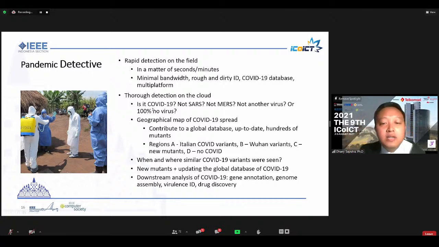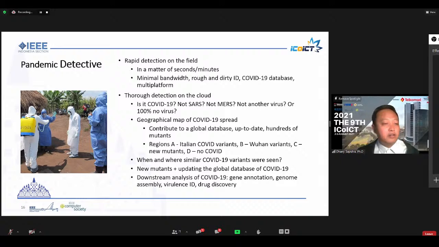integrated system. So we also know when and where similar COVID-19 variants were seen before. If we have a new variant, we know where the source is, like it came originally from this part of Java Island, from this part of anywhere. That's just an example. If there is a new mutant, we can update it to the global database of COVID-19 around the world. Otherwise, it's just positive or negative, and we don't know whether the vaccine will work or not because we have a new variant that we never knew.